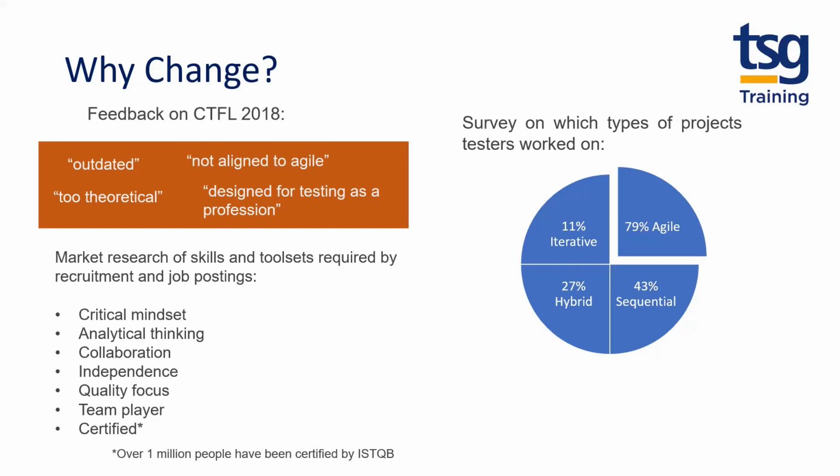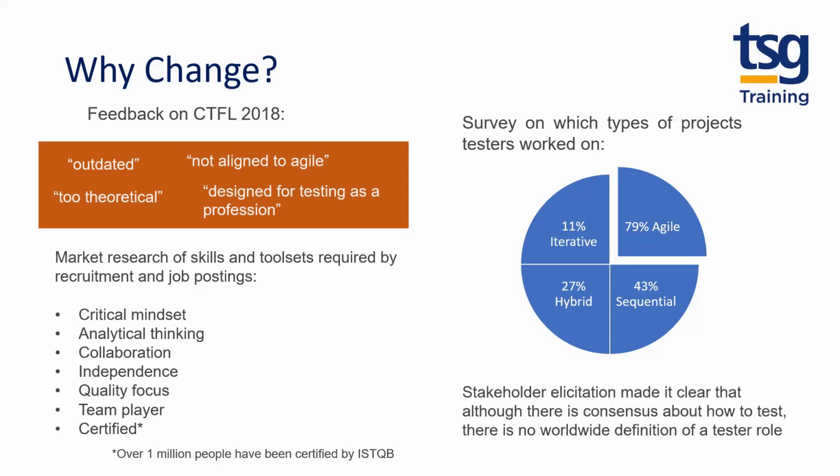And it was important that the syllabus still recognizes, although agile is important, sequential is still around. It's still common. A lot of people are working hybrid approaches. And what's quite clear when everybody gets together and talks about testing, we all understand what we need to do to get testing and quality assurance to work well. But because of these differences in the way people operate and the way organizations operate, there's no worldwide definition these days of what we mean by a tester.